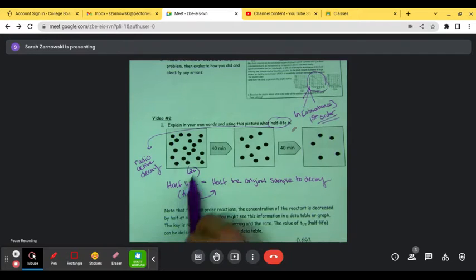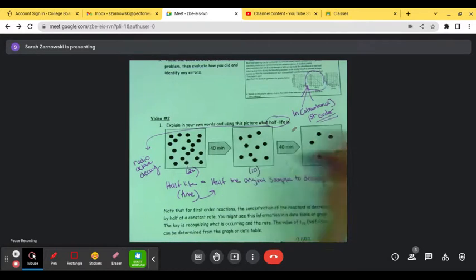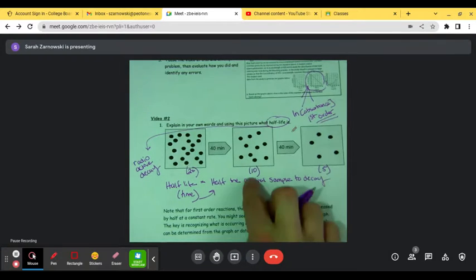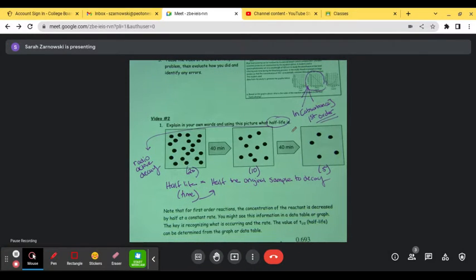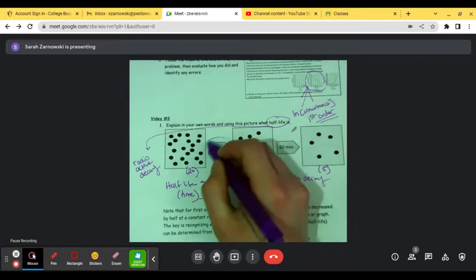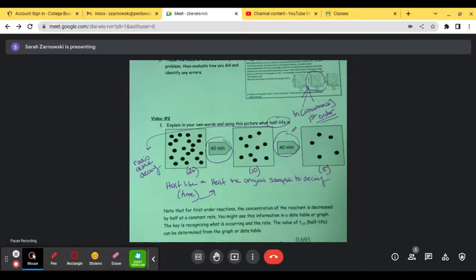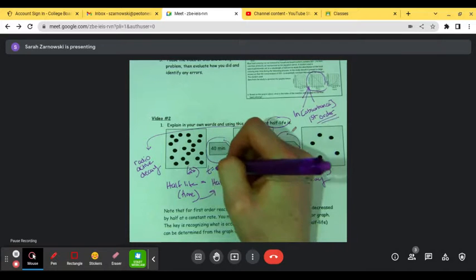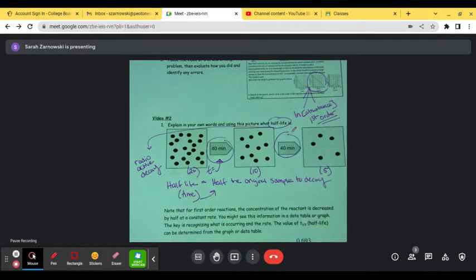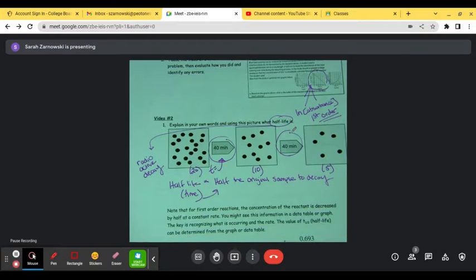Half of 20 is 10. Half of 10 is 5. And that is how many particles or atoms we have in there. So that means every 40 minutes, it takes half the sample to decay. So my half-life is 40 minutes because that is how much time it takes for half the sample to decay each time.